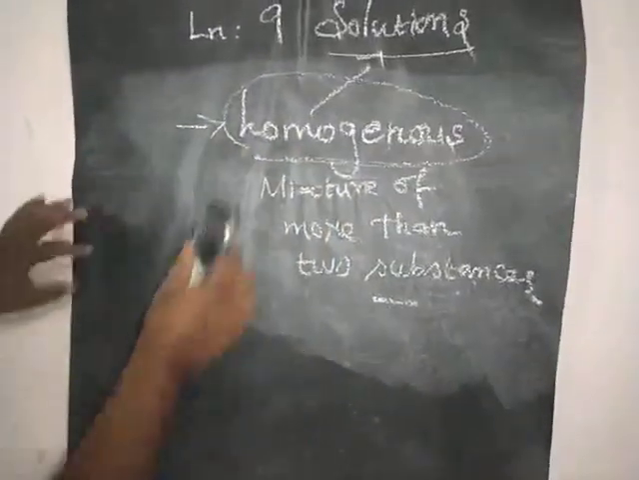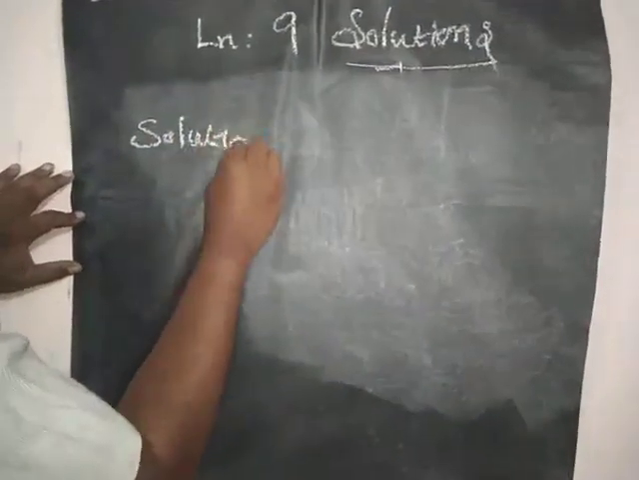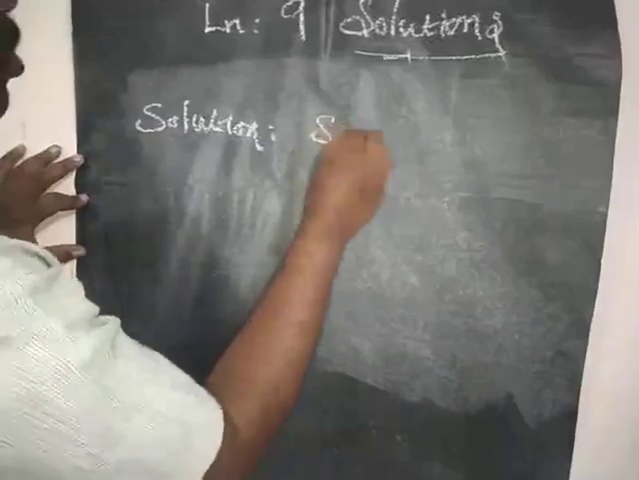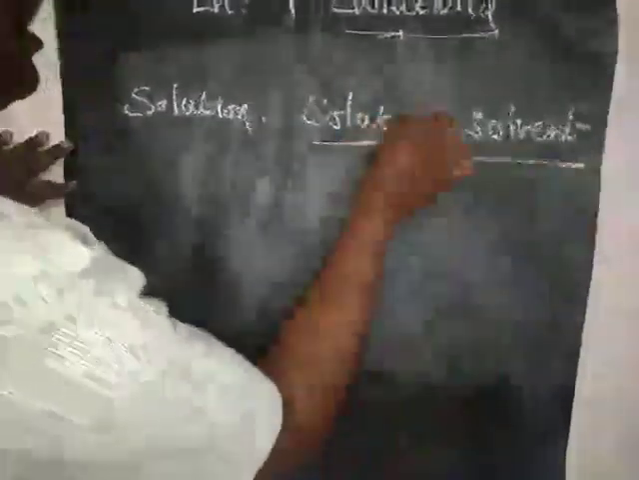If you take a solution, what components are present? Solution equals solute plus solvent. Solute plus solvent. So what is meant by solute, and what is meant by solvent?